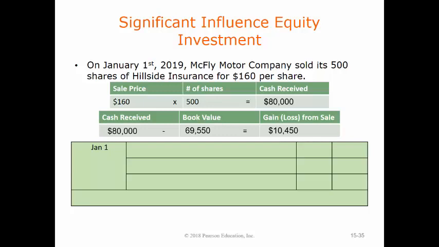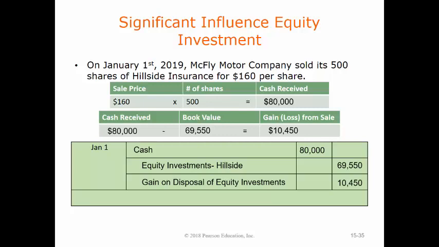Well, what do we have to do in the journal entry? We have to record the receipt of cash for the sale of these 500 shares, which is $80,000. We need to remove this investment from our books. We just sold our ownership, so we're no longer invested in this company. We're going to credit equity investments in Hillside for that same $69,550, and we are going to record that gain on the disposal of this equity investment for $10,450 when we sold the entirety of our investment in Hillside Insurance.